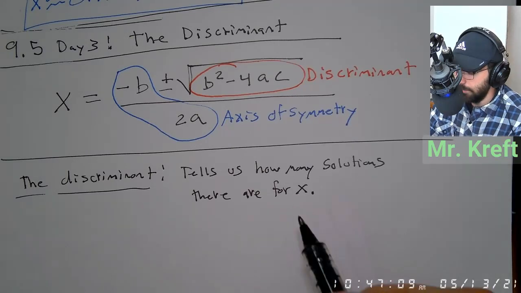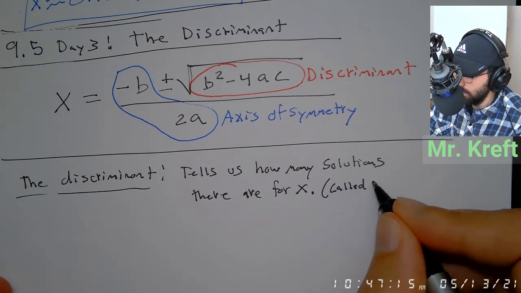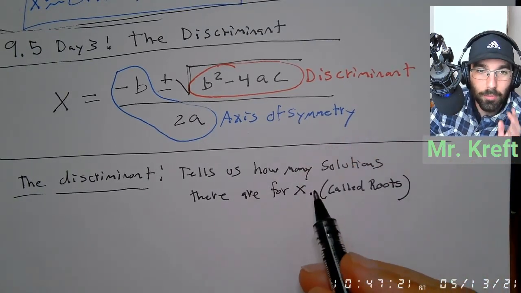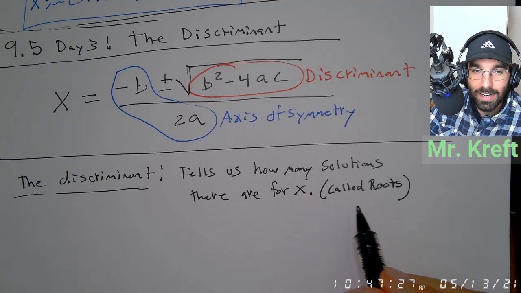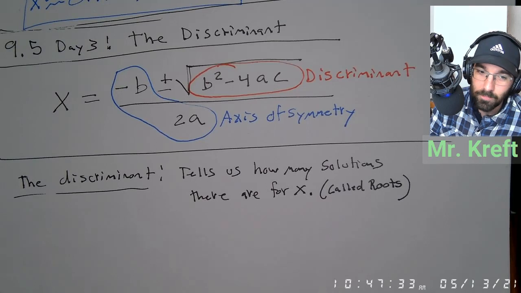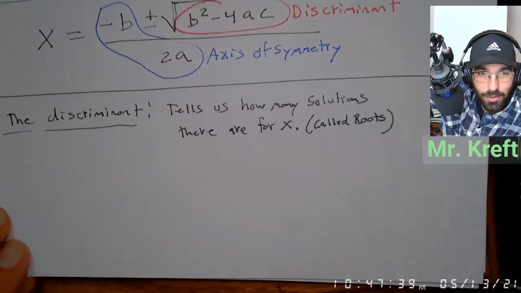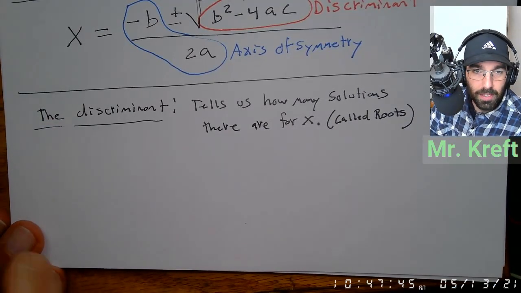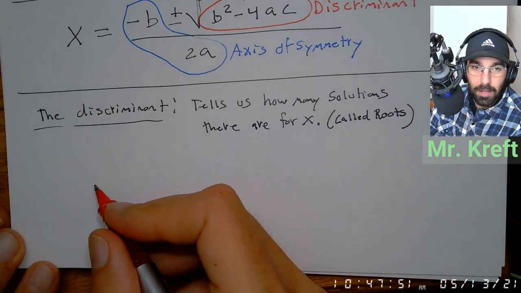Now, as you guys go further and further in math, these are called roots. Don't worry about that right now. I'm just trying to give you a heads up for down the road. So when we say how many solutions there are for x, these are called the roots. We say it's the roots of the quadratic. I'll explain a little bit why they call them the roots. It actually is a pretty logical thing. But basically, this is very visual based.